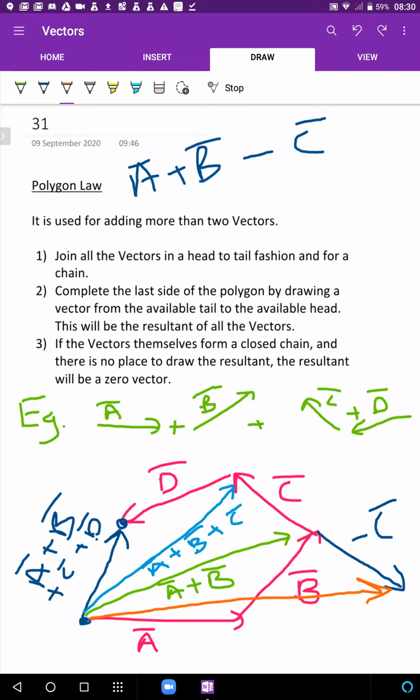We'll see examples on this as well. But yes, if you have to subtract any vector, just multiply it with the minus sign and then treat it as addition. So don't treat this as a plus b minus c, but treat it as a plus b plus another vector called minus c.